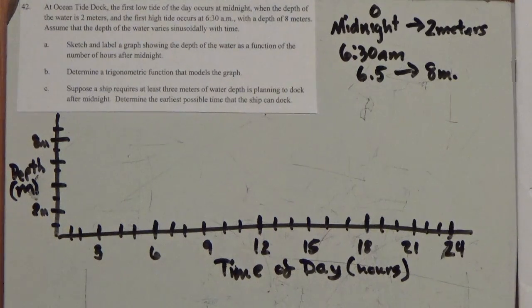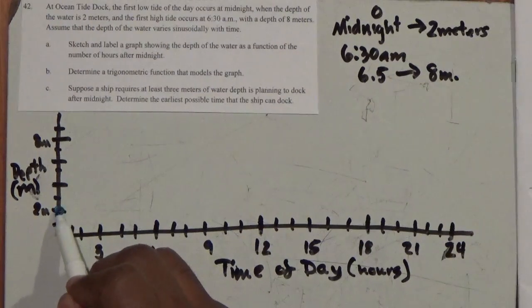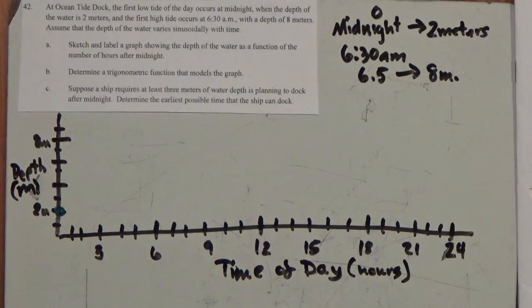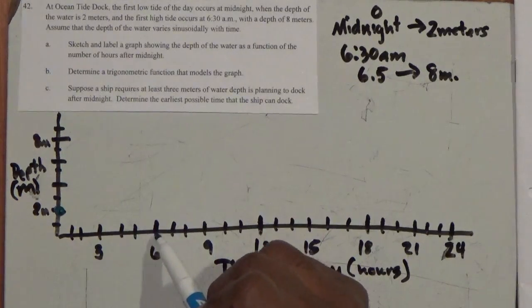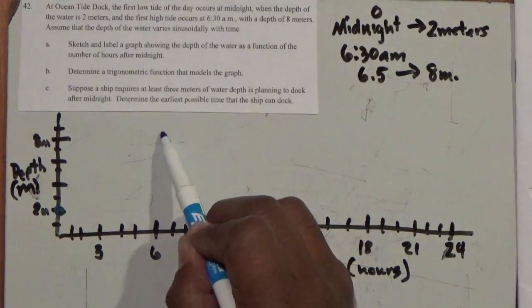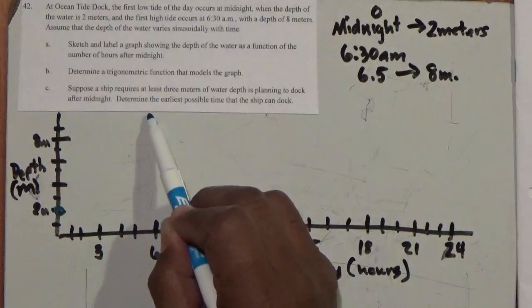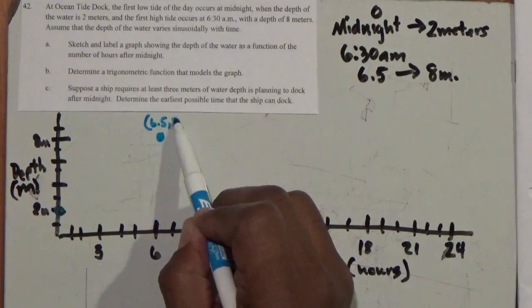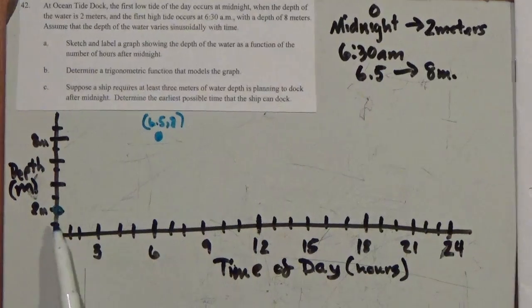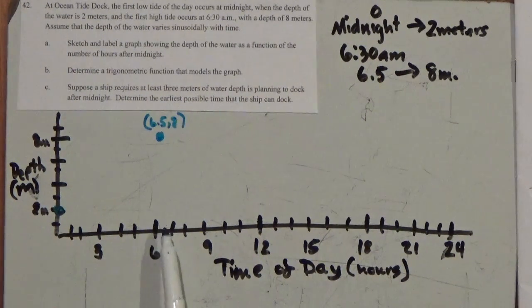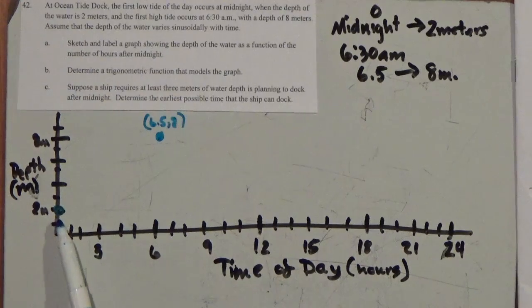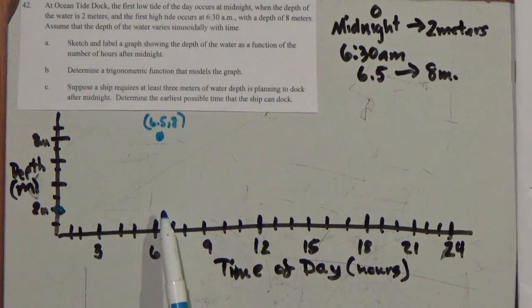We set everything up, then we plot some points that we know. We know that we have a low tide at 0 or midnight, and we have a high tide at 6.5, and that would be 8 meters. So 6.5, comma 8. That distance, 0 to 6.5, is obviously 6.5, and that lets us get from low tide to high tide. If this is sinusoidal, which they tell us it is, it'll take the same distance in the x direction to get back to the low tide.